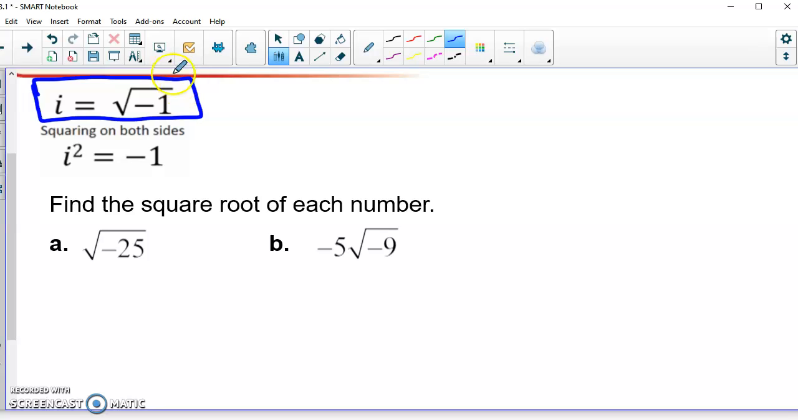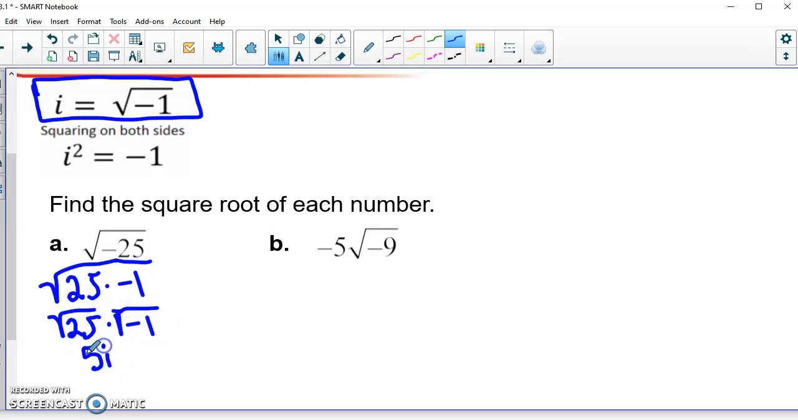All right, so let's apply what this will look like. Here I have the square root of negative 25. So this can be written as 25 times negative 1. And if this can be written as 25 times negative 1, we could take the square root of 25 and multiply it times the square root of negative 1 to simplify this radical. There we go. So this would then be 5, and the square root of negative 1 is i. So the square root of negative 25 is 5i.